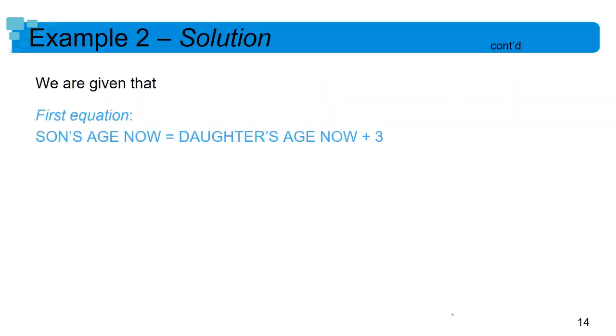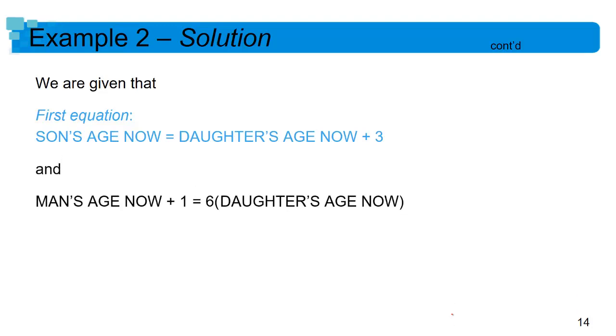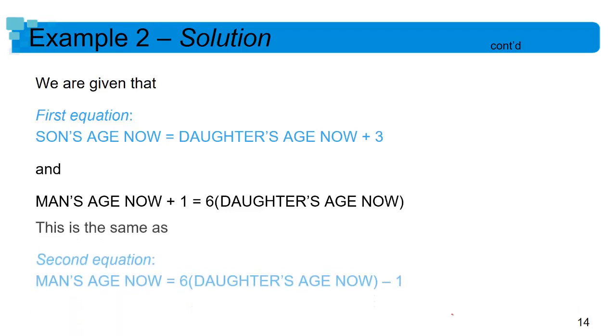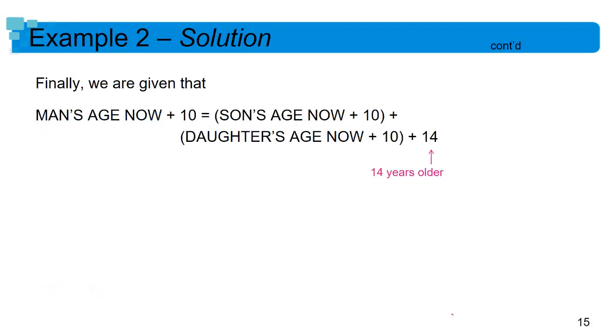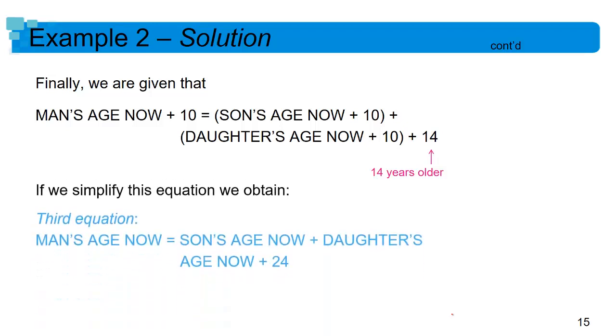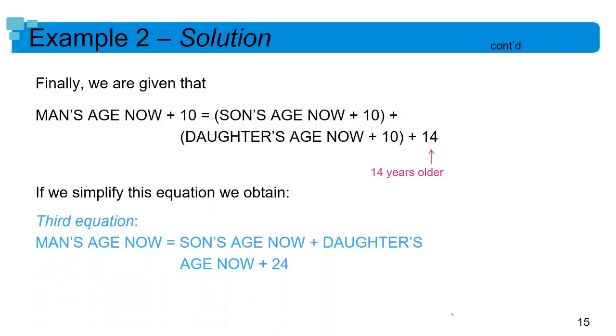The first equation, right? The son was equal to the daughter's age plus 3. Then we had that man's age now plus 1, right? So in 1 year, he'll be 6 times as old as she was. We solved that for the man's age. Then they told us in 10 years, it's the same thing as 14 plus the kids' ages also in 10 years. That gives us our third equation.